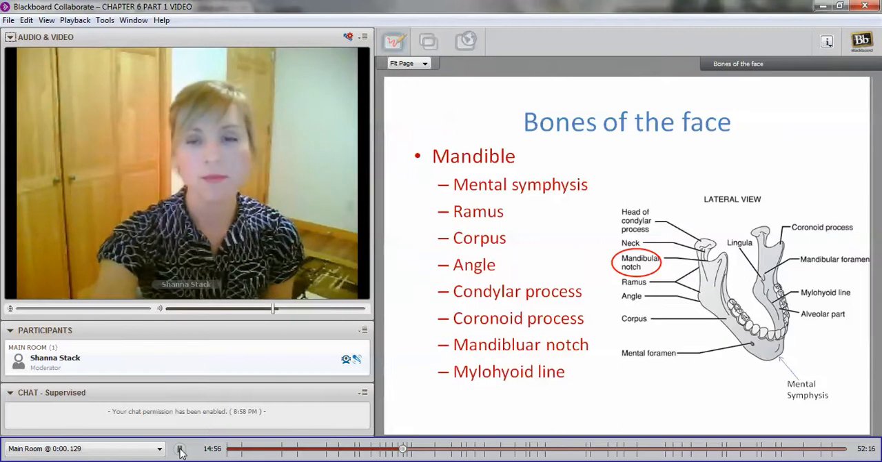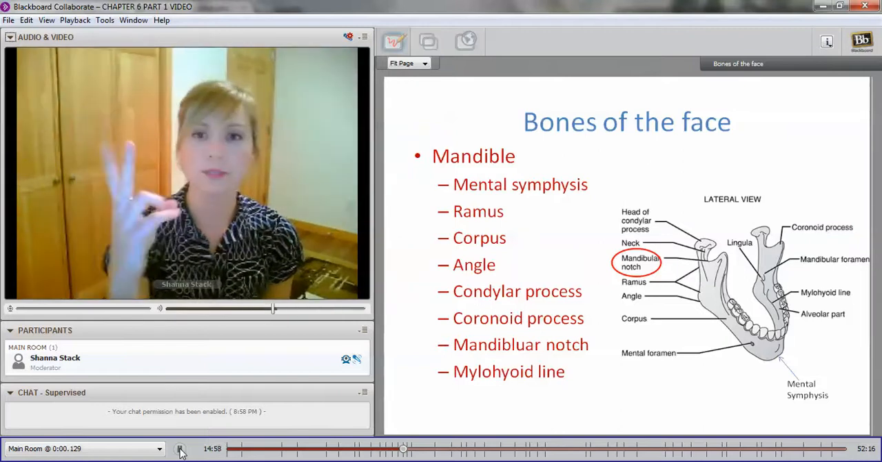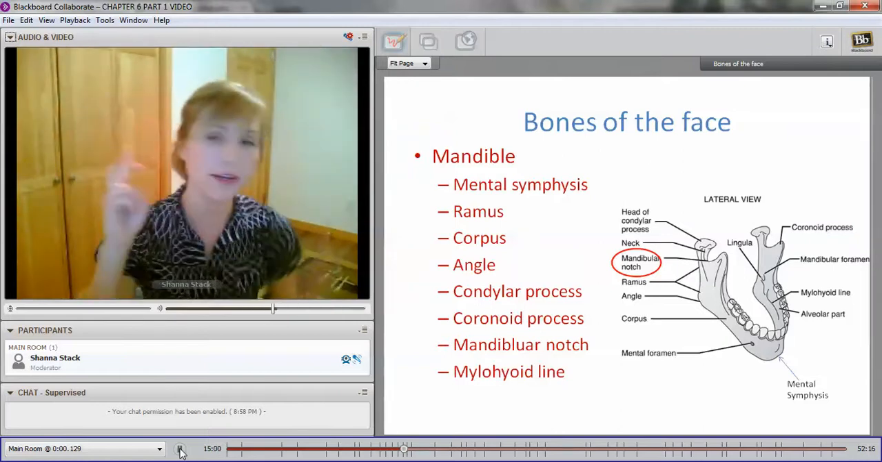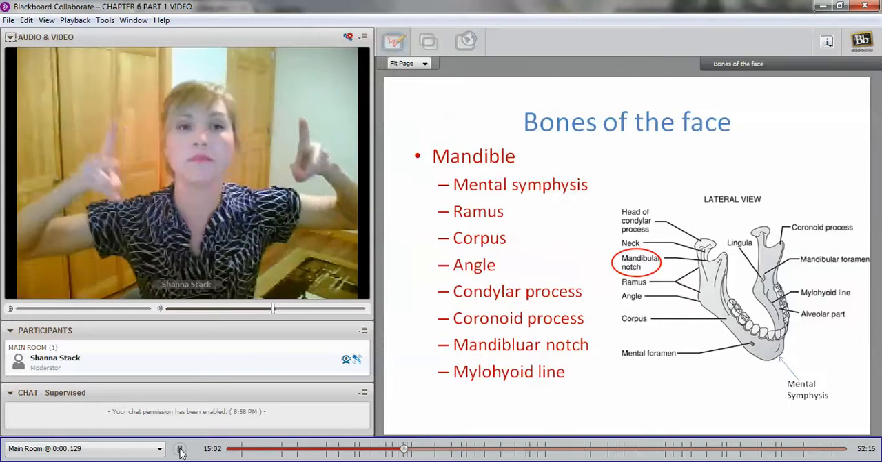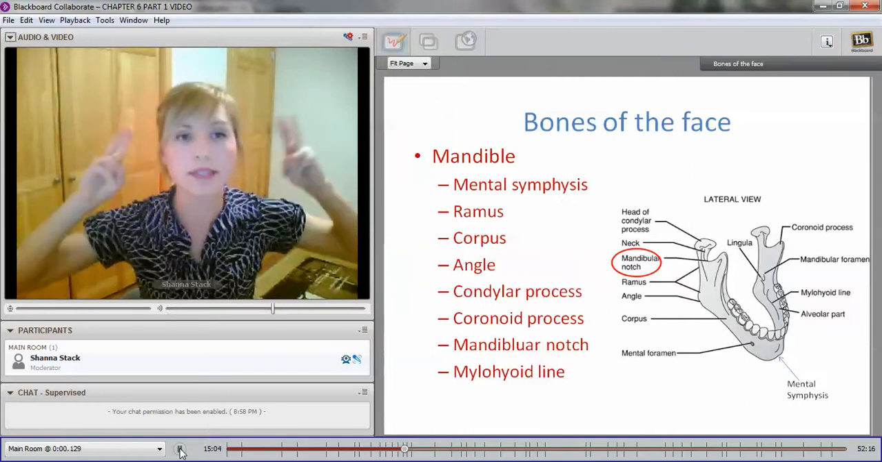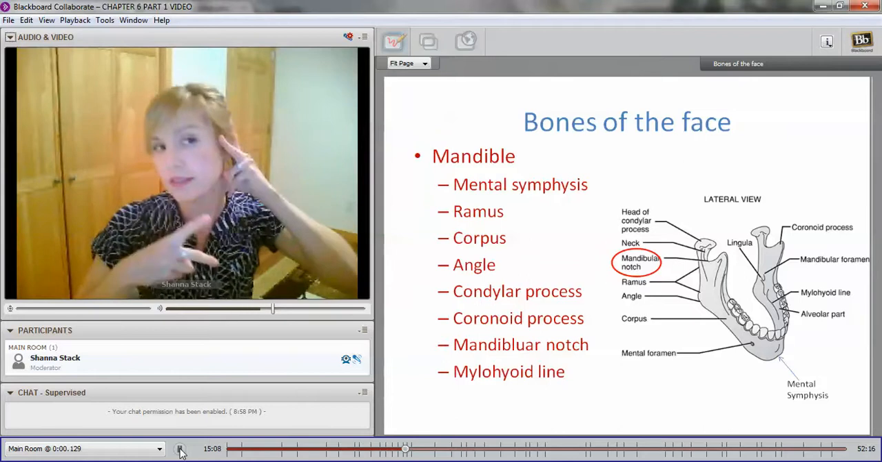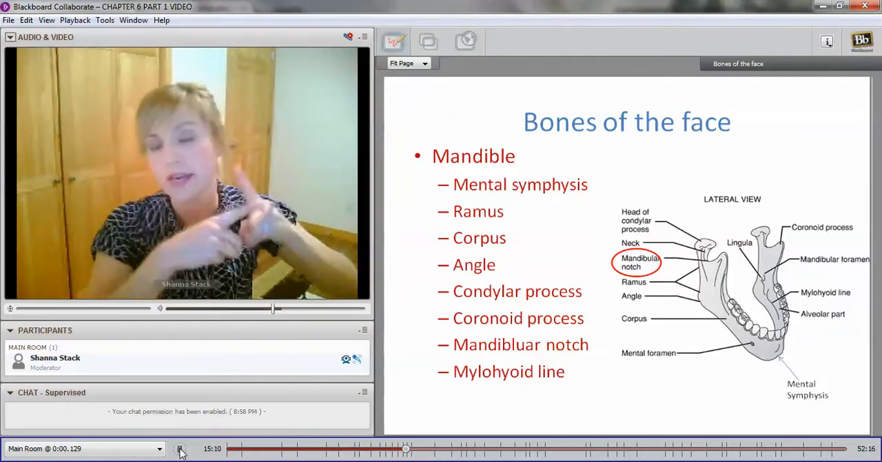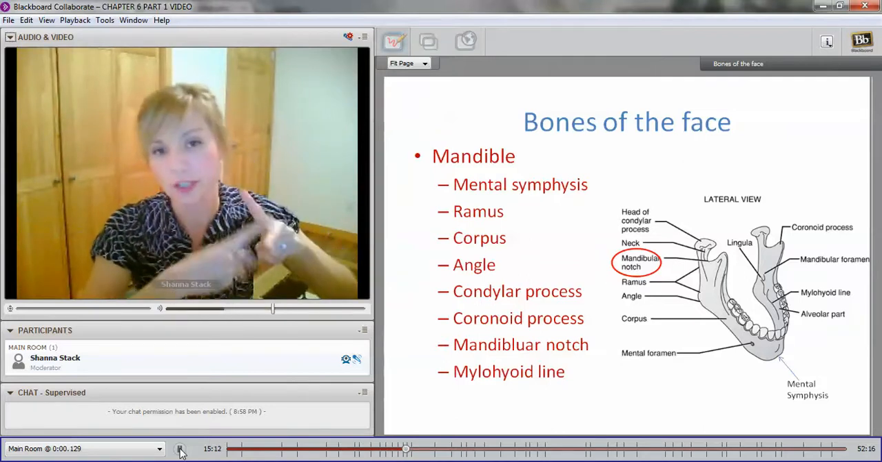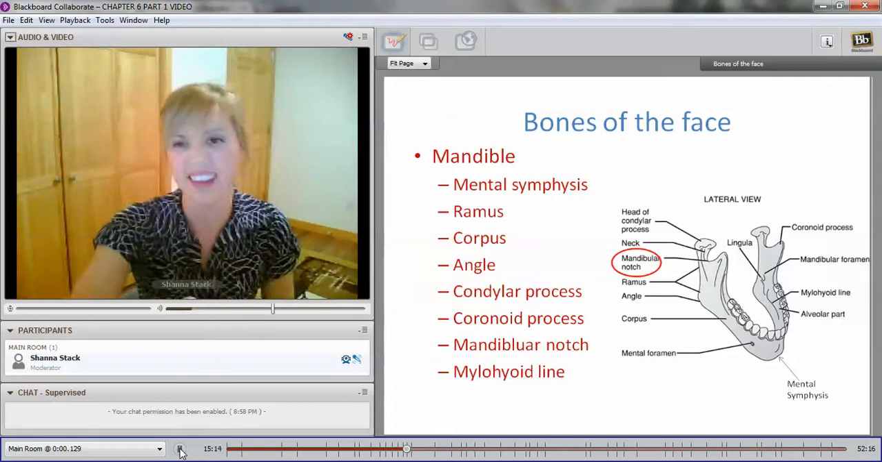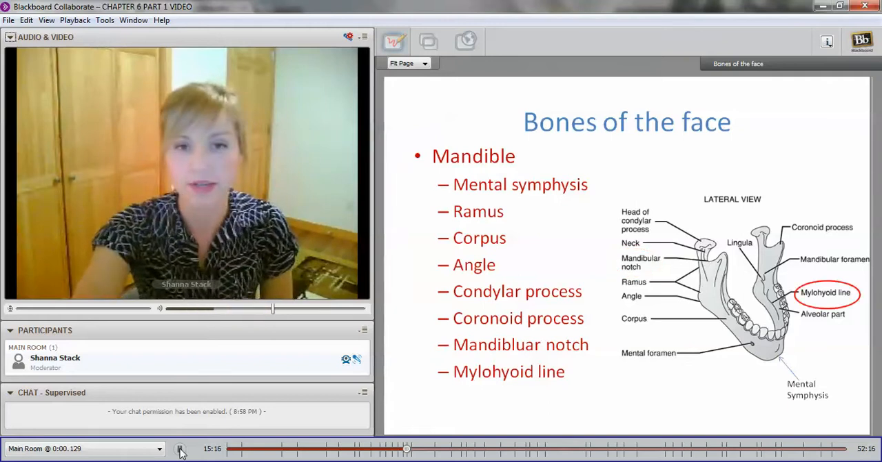Okay. And we have the mandibular notch. That's the notch between your condylar process back here, and you can make little fingers too. So condylar process, coronoid process, and in between them, if this is the top of my ramus, is the mandibular notch. Okay? And I think that name's intuitive.